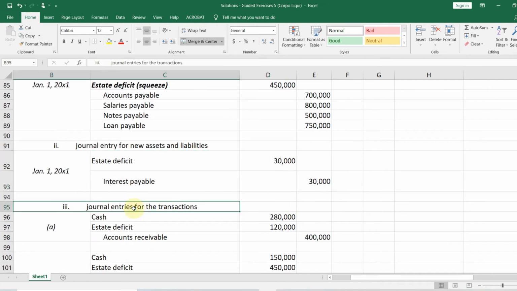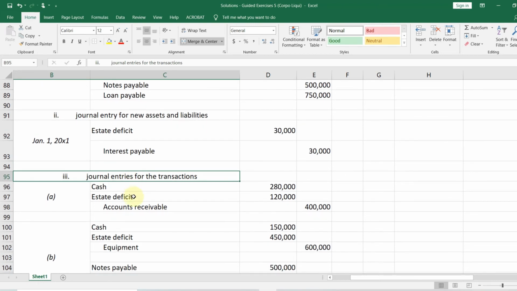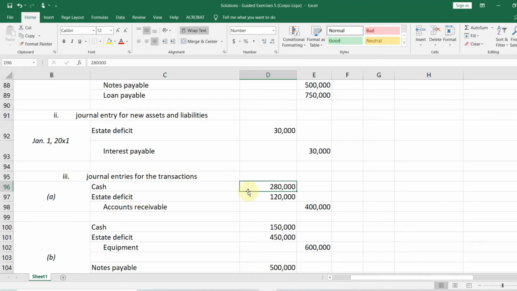Then you journalize the transactions during 20x1, all that were given for the year ended December 31, 20x1. First off, you have 280,000 collected on 400,000 accounts receivable. So you debit cash, the collected 280, and then credit accounts receivable 400,000. It says that of the 400,000 you're collecting, you expected to get 400,000 from them, but they only paid 280. The rest, the 120,000, you did not get. So you debit it to asset deficit, 120,000. So it's like it was written off.